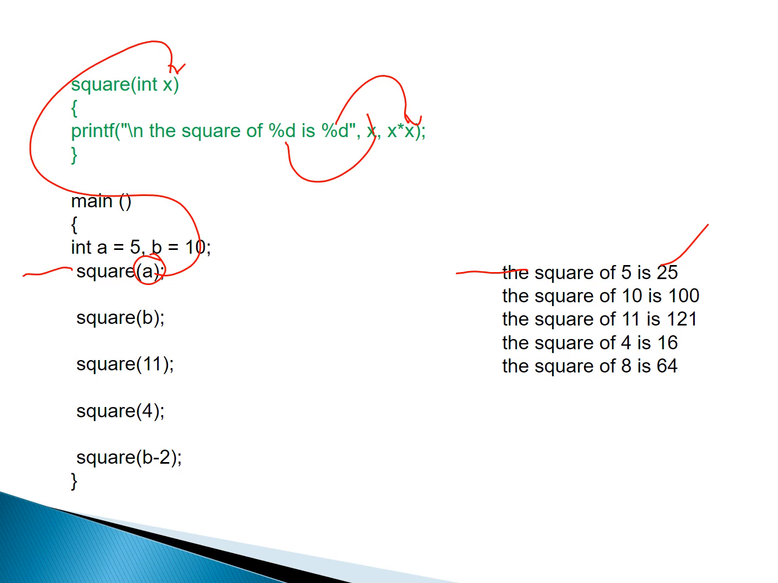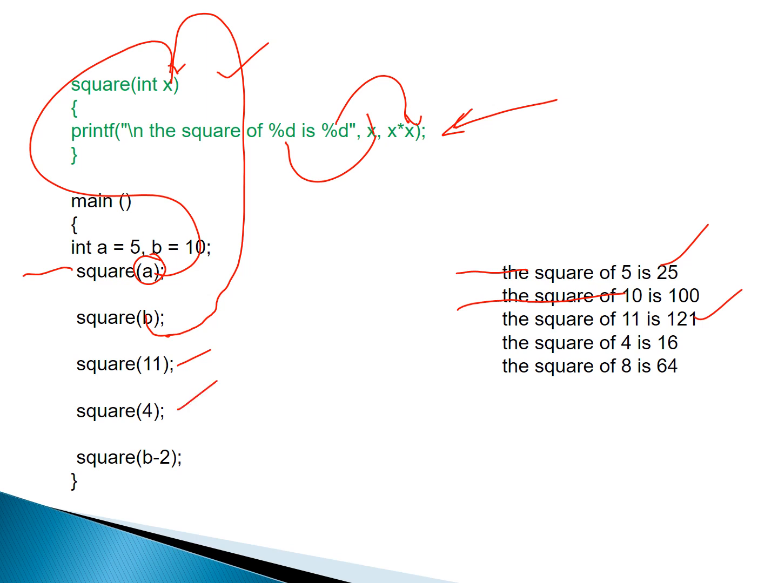Now the second time when we call the square function, the value of b, which is 10, will go and be stored in x. So for this statement, the value of x is now 10. That's why the square of 10 is 100. When we call it for 11, the value of x here will be 11. So the square of 11 is 121.